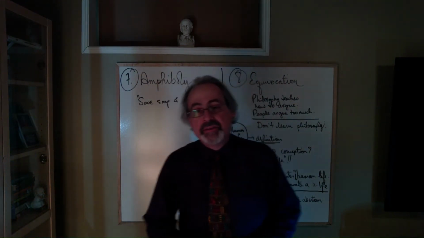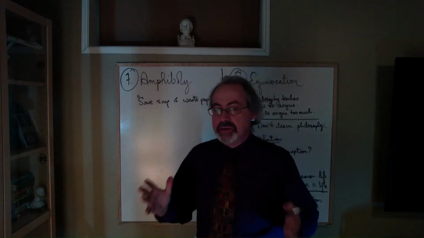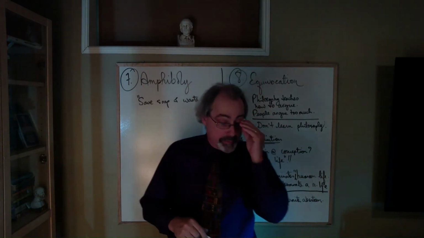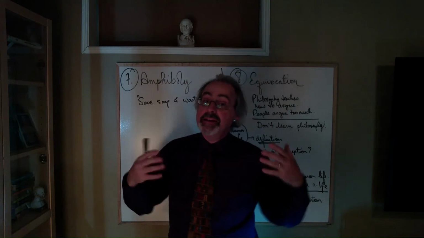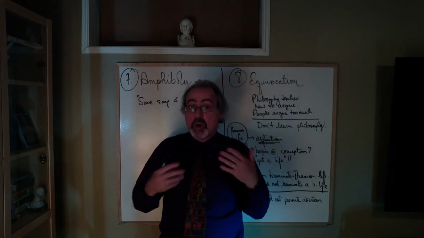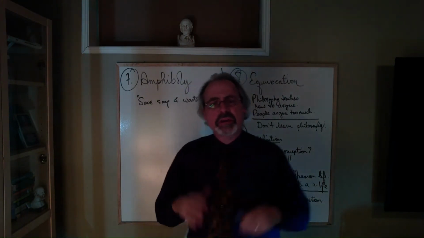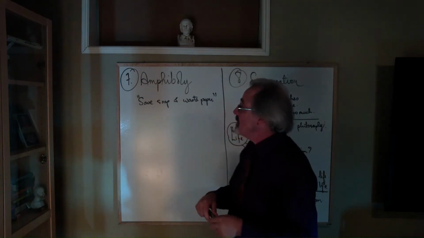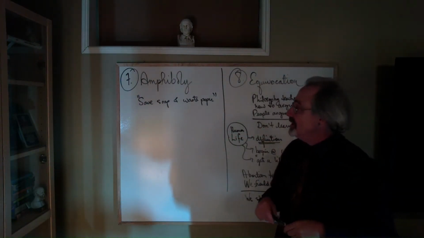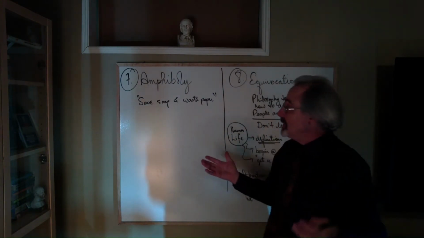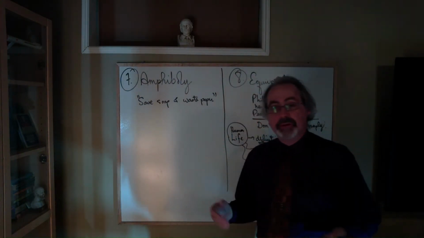Fallacies 7 and 8 deal a lot with language, and a lot of our problems when we disagree with each other, a lot of our problems in our reasoning, are connected to issues of language. The first one is amphiboly. This is basically misleading sentences and statements, like "save soap and waste paper," right?